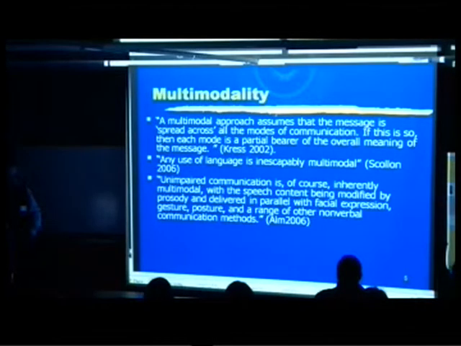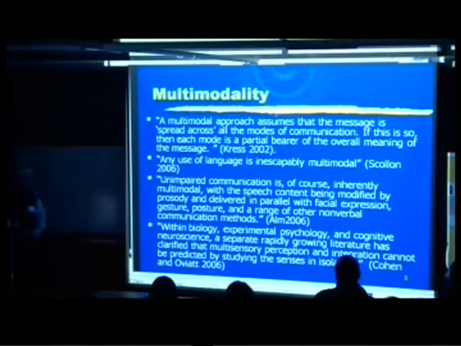Also, in biology, experimental psychology, and cognitive neuroscience, there is rapidly growing literature that clarified that multisensory perception and integration cannot be predicted by studying the senses in isolation. So this is a more general phenomenon than just language. So the question arises, what is the contribution of different channels to the overall communicative performance of the speaker and the understanding by the hearer?